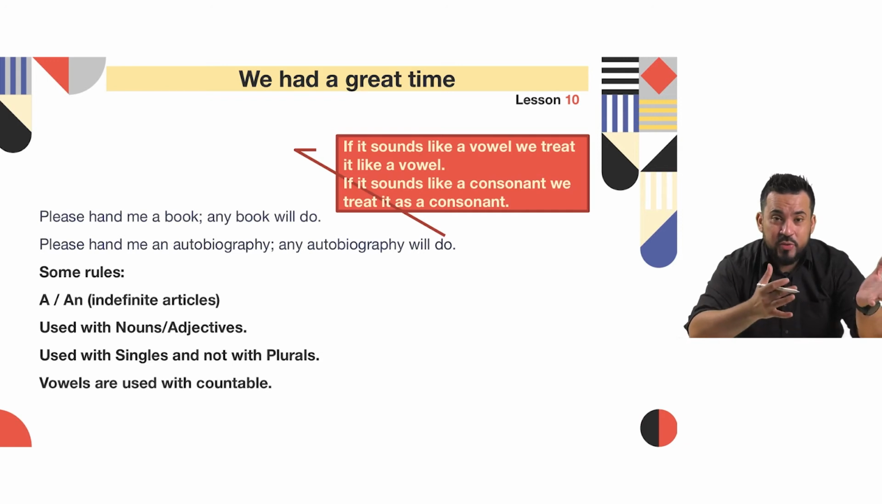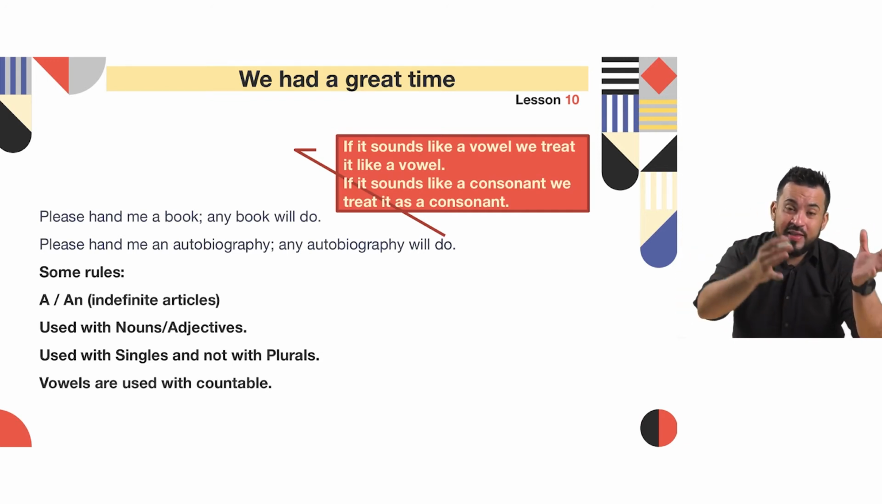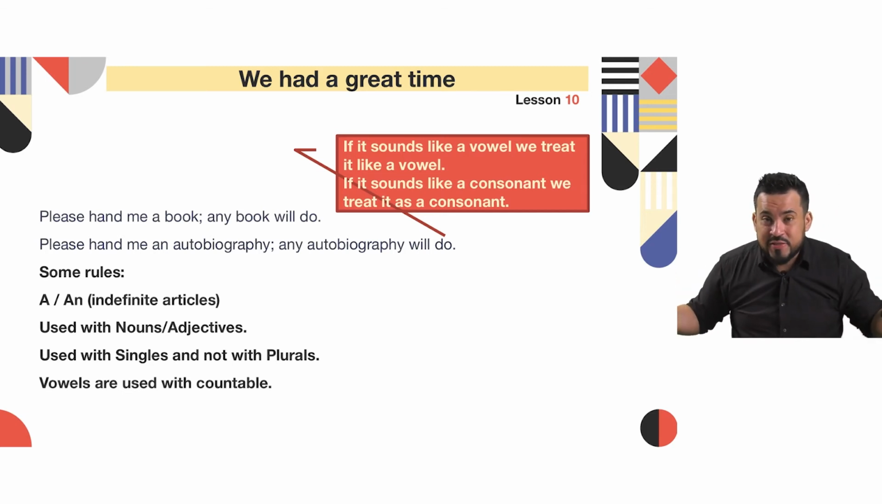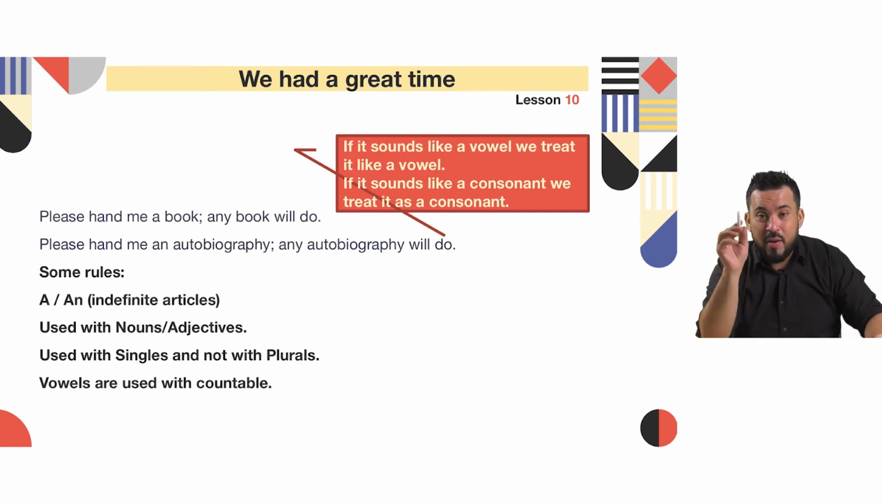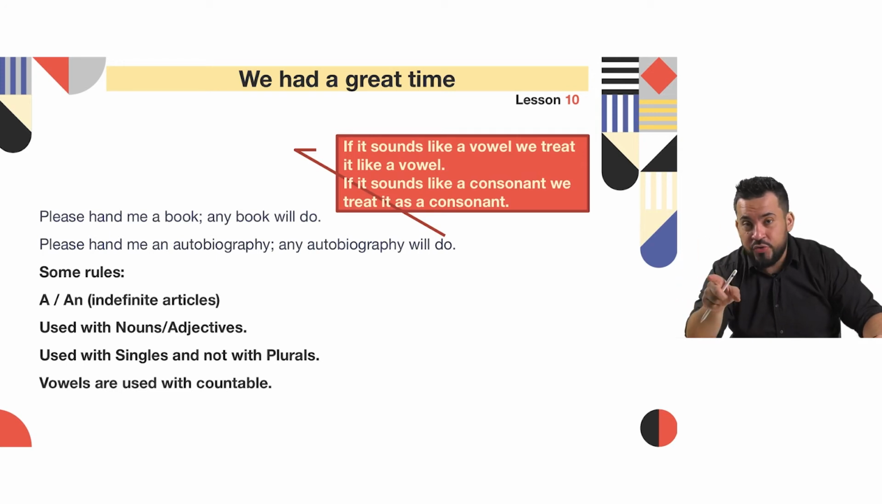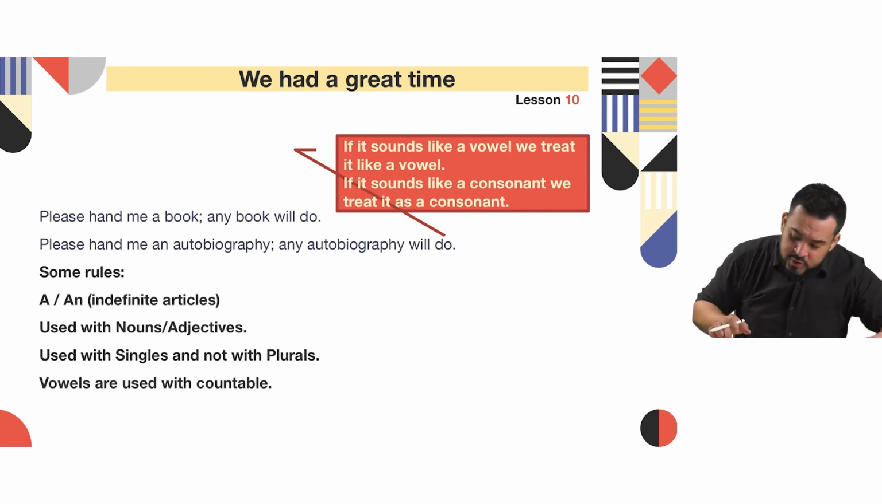If you use something with a single, that means it is a countable noun, because uncountable nouns don't have singles. So keep that in mind. We use the articles a and an with single countable nouns or adjectives. We don't use them with plurals, and we don't use them with uncountable nouns.